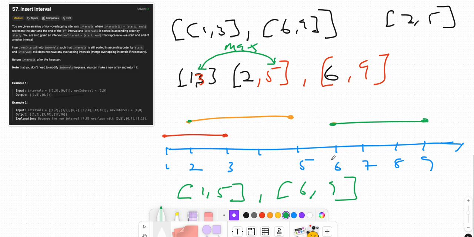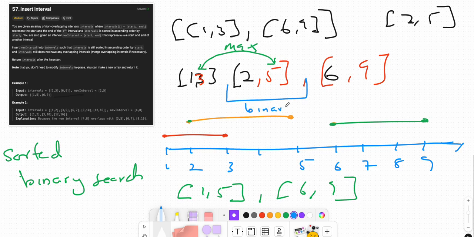Basically this is how you will solve it. But you are given a sorted list, so to find where to insert an element, the algorithm you can use is binary search. With binary search we find the position, and then we find the maximum, because you need to merge.